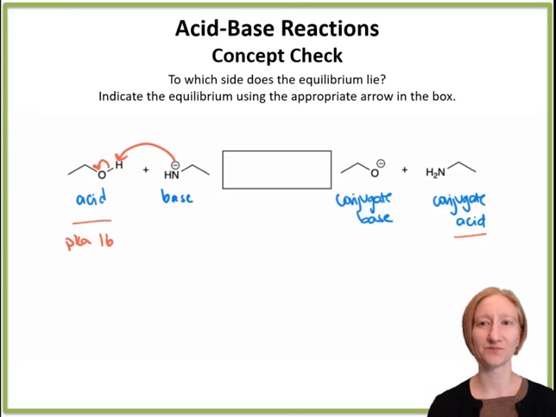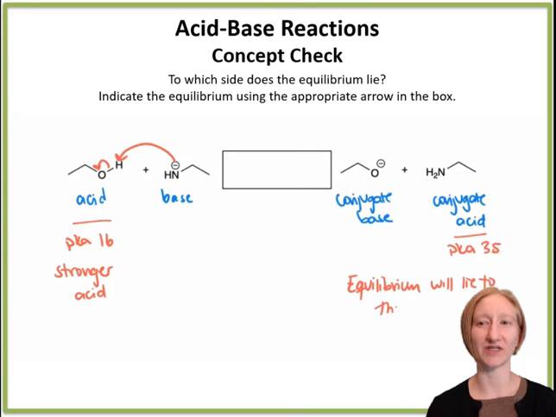Okay, they're shown here. And these pKa values indicate that the alcohol is the stronger acid. It has the lower pKa value. Then I just need to remember that the equilibrium will lie toward the weaker acid. So here it will lie toward the right. This means my equilibrium arrow should feature a longer arrow pointing to the right and a shorter arrow pointing to the left.